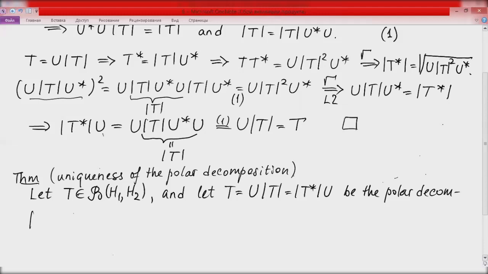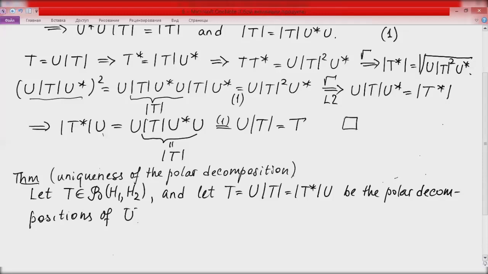When I say that these formulas are polar decompositions, I mean that U has all the properties mentioned in the previous theorem. That is, the kernel of U is the orthogonal complement of the image of the modulus of T, and the image of U is the closure of the image of T.